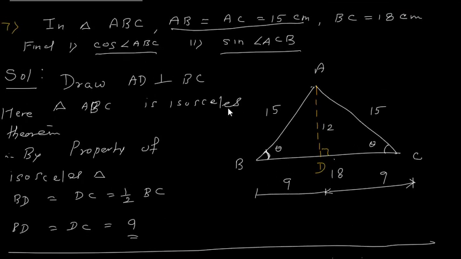So I hope you understand this problem. What we have done here: we first used the property of isosceles triangle, that if I draw a perpendicular from the vertex which is common to equal sides, then it bisects the opposite side. So BD equal to DC will become 9 centimeter. Then in triangle ABD, as angle D is 90 degree, we used Pythagoras theorem and found the value of AD. So we got all other sides, and easily I can find cos of angle ABC and sine of angle ACB.